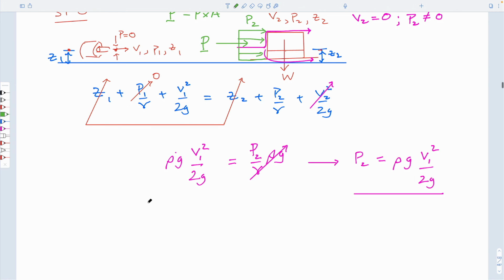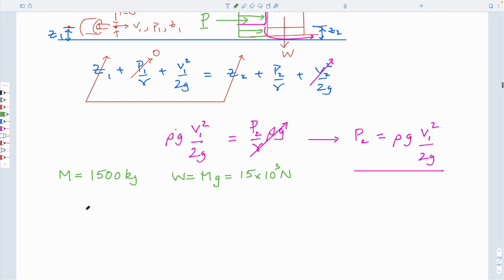Got 5 minutes to do it. So let's take some numbers for this. I think that the mass of an F-150 is equal to about 1,500 kilograms. So the weight is equal to the mass times gravitational acceleration, which is 10 meters a second squared, which is 15,000 newtons. Density of air is roughly 1 kilogram per cubic meter.